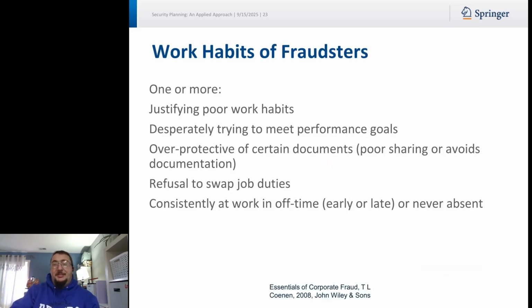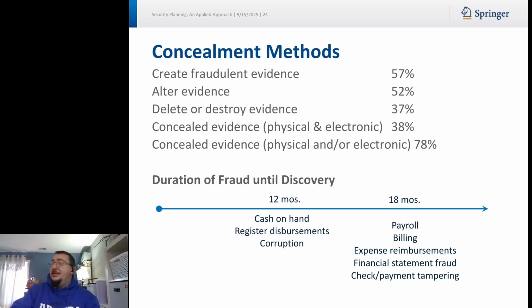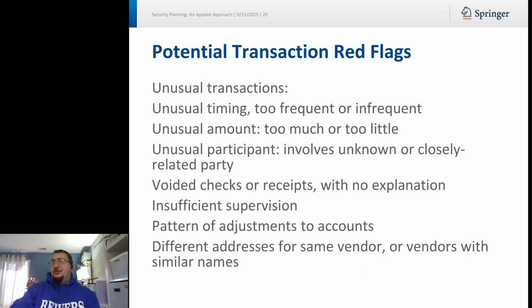Bad work habits, performance goals, overproduction of documents, concealment methods. Most will fake evidence, will alter or destroy evidence, and they can also conceal it as well. Some unusual transactions you might see: multiple timings, high or large or small amounts. If you see 100,000 transactions for 3 cents a piece, that's a little weird. If you see one transaction for $30 million you're not expecting, that's also weird. You need to look at all things like that.